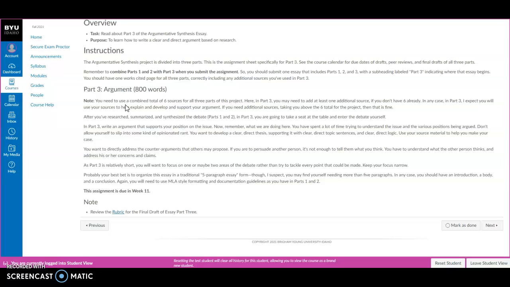This is also the part that you will have a total of 6 sources or more. If you have more, great, but you do need a minimum of 6. So if you have 2 from part 1, 3 from part 2, then you need to find 1 more for part 3.